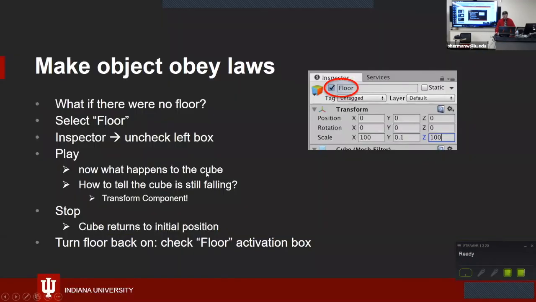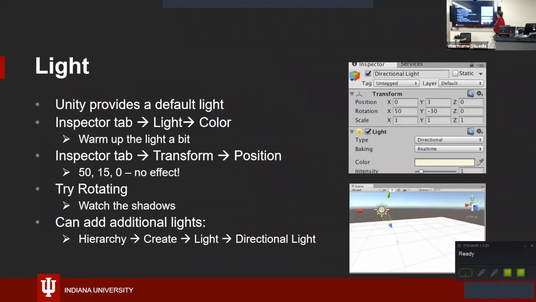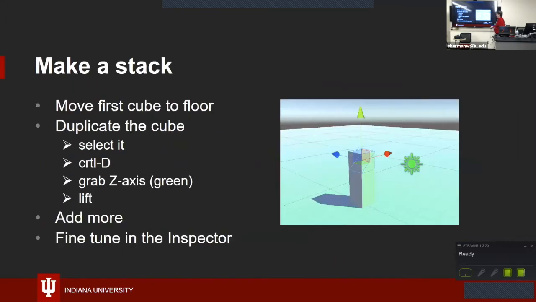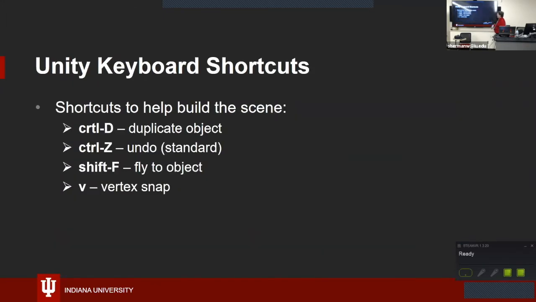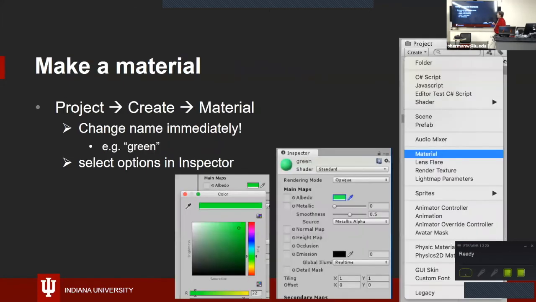I have a little bit more detail in the slides. So if you want to see that, here's more about the light. Moving it doesn't have an effect, rotating it does. That's what the slide says. Here I use Control D and I can stack them. Here are some handy shortcuts. Control Z, of course, is important, your standard undo. Shift F will fly to whatever object is under the mouse, so if you want to zoom in on an object. And if you wanted to get those cubes to stack better, you could do vertex snapping if you hold the V key down.